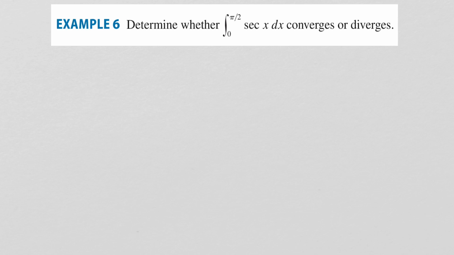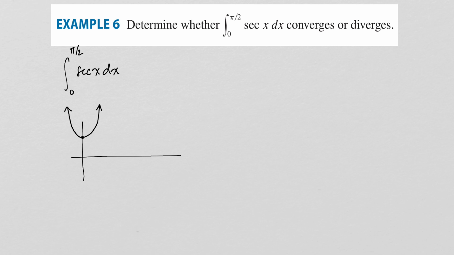In the next example, we have the integral from 0 to pi over 2 of the function secant of x. So what's the problem with this one? Well, you kind of need to know the secant graph. If you remember, the secant graph looks something like this, and there is an asymptote here at pi over 2. So when you integrate from 0 to pi over 2, the problem is at pi over 2. So the problem is at the upper limit of integration.